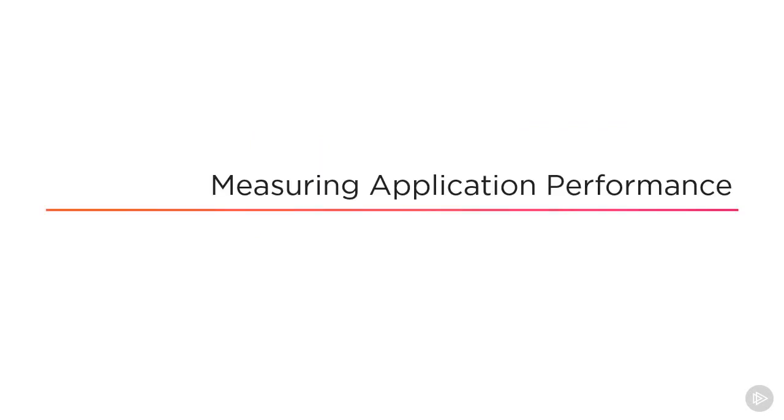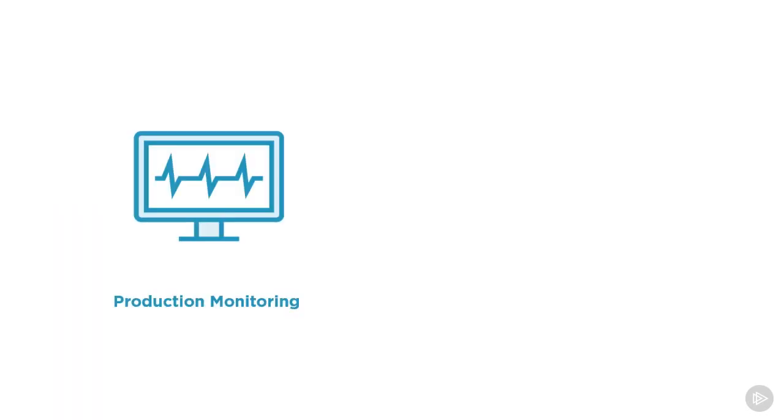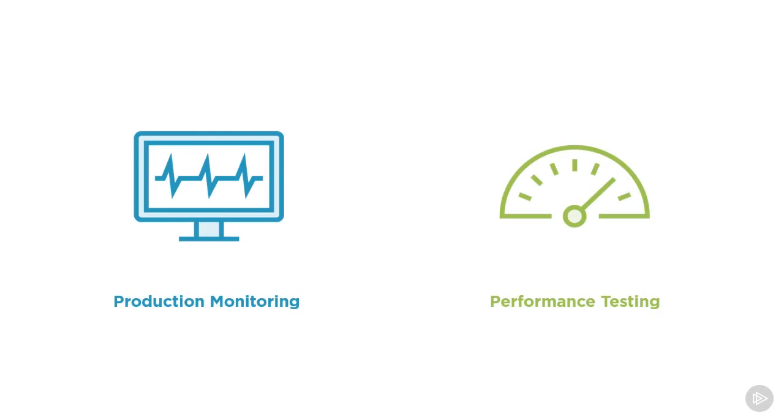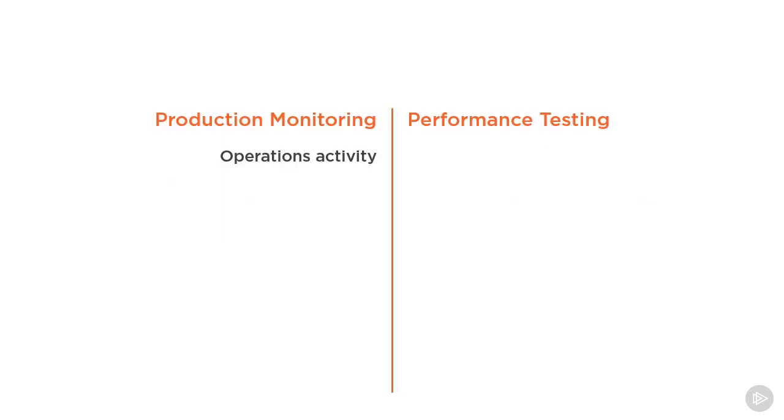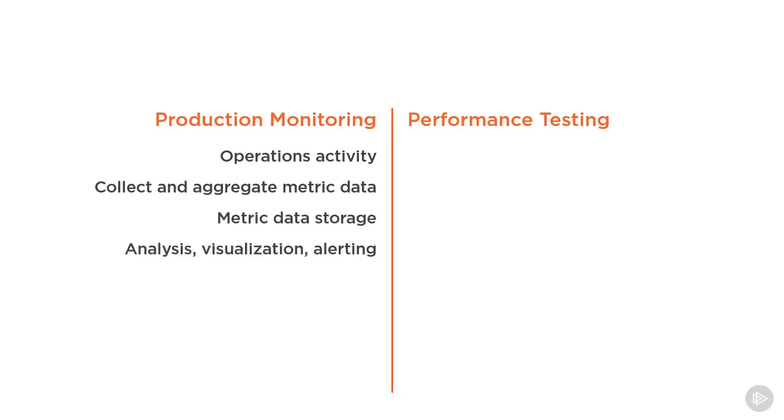When we talk about measuring application performance, there are two contexts in which we do this: during production monitoring and during performance testing. Production monitoring is an operations activity. It involves instrumenting your application, collecting and aggregating the metric data, storing it somewhere, and then potentially doing some analysis, visualizations, or alerting on it. This is different from performance testing. Performance testing is a development activity.